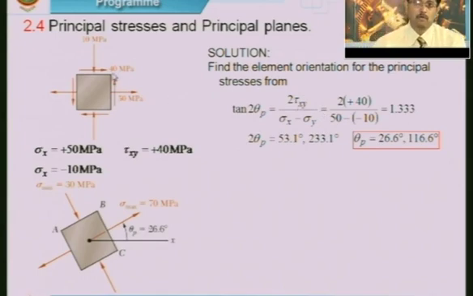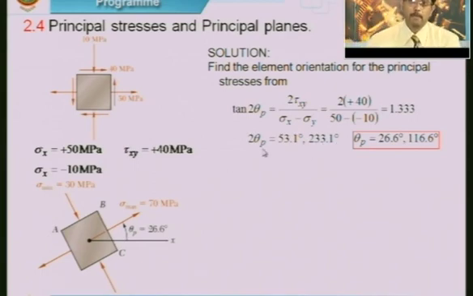So, substituting here 40 for tau xy, it is positive, then sigma x is tensile, so it is positive. So, substituting it as 50 minus sigma y, but sigma y is compressive here, so we have to substitute it as minus 10. If I substitute all this, the value that I am going to get is 1.333. So, 2 theta p equals tan inverse of this value, which we will get as 53.1 degrees and 233.1 degrees.